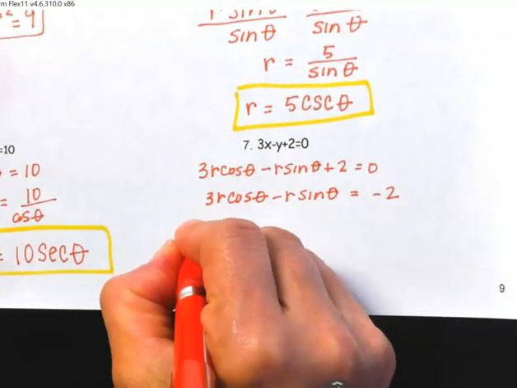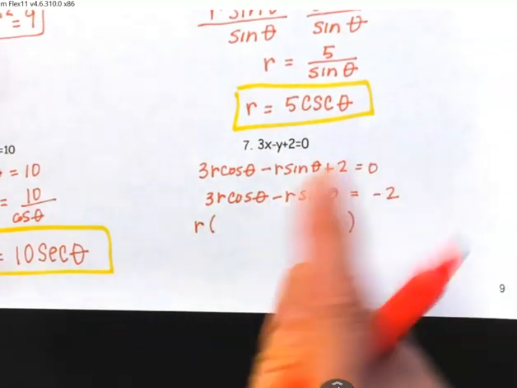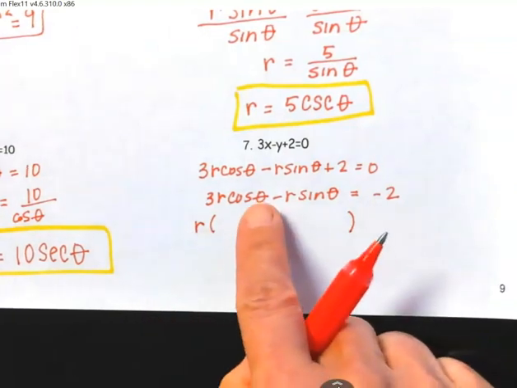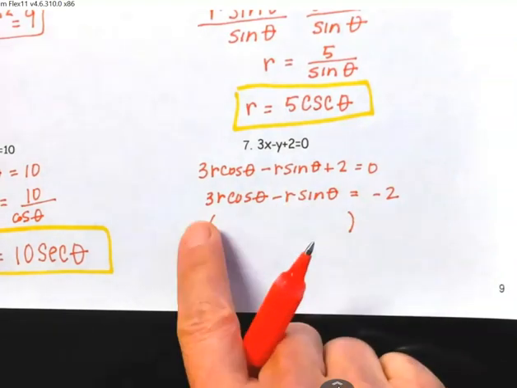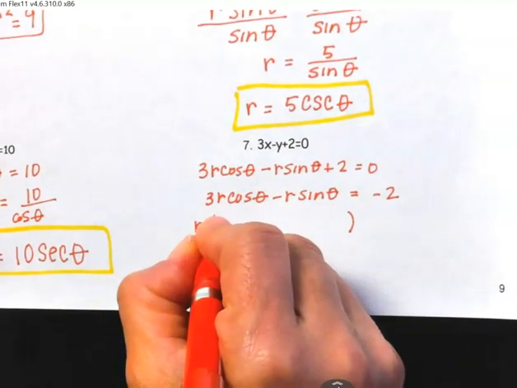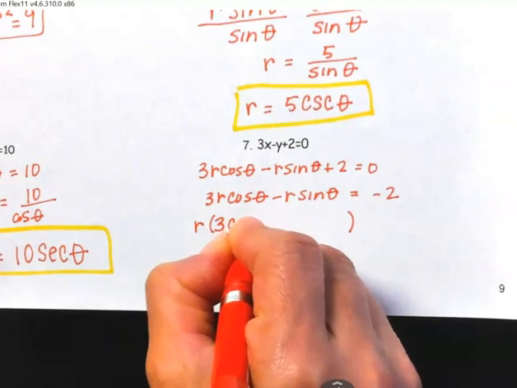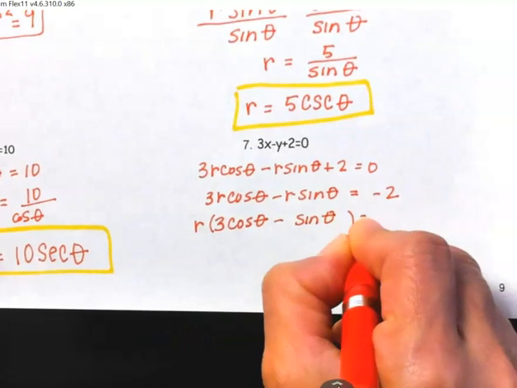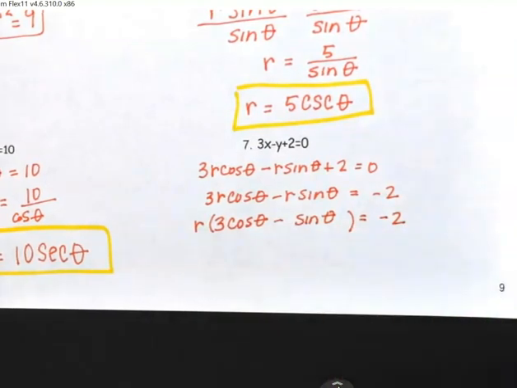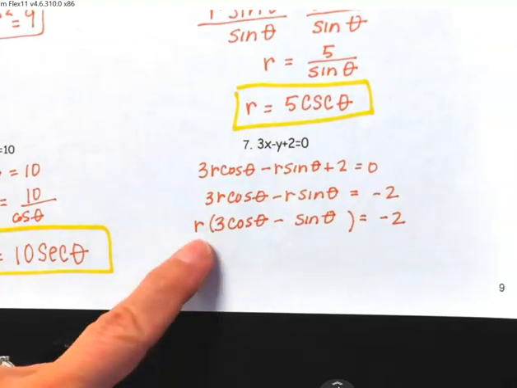All right, take that r out. Now remember, I can do that because it's like a number. There's no way you can factor out a theta because it's attached. Forget theta. But r we can factor out. So this is going to be 3 cosine theta minus sine theta equals -2. Yes, awesome. Now how do I get r by itself? I only wrote it once. We only have one r, but it's not by itself yet. How would we make this by itself?